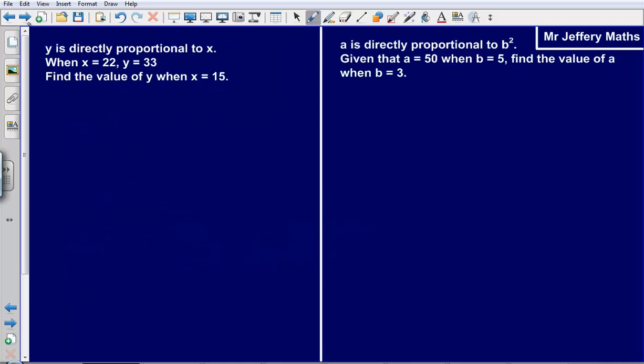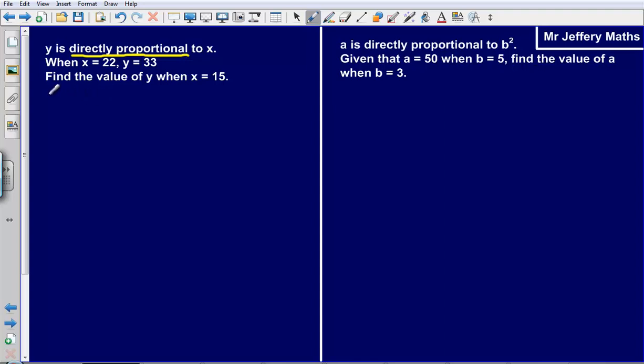So, direct proportion. Here we have a question: y is directly proportional to x. When x equals 22, y equals 33. Find the value of y when x equals 15. All that we know at the moment is that y and x are directly proportional, so we don't know what relationship they have. x could be half as big as y, or y could be 5 times as big as x. We don't know what the relationship is, so that's the first step that we need to figure out.